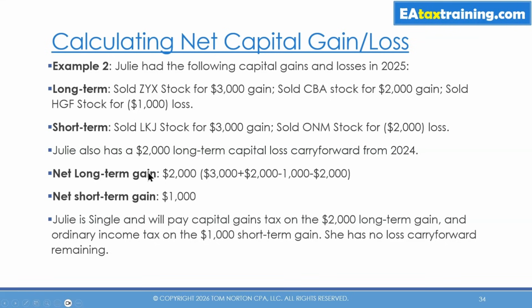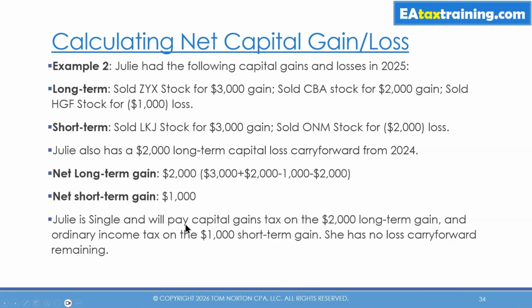So when we look at her net long-term gain, it is $2,000. She had the $3,000 gain here, $2,000 gain there, that's $5,000, minus the $1,000 loss, that's $4,000, minus the $2,000 long-term carry forward. So that leaves her with $2,000 of net long-term gain. Her net short-term gain is $1,000. That's the $3,000 gain here minus this $2,000 loss. So for her, we're not going to net those two together because they go the same direction.